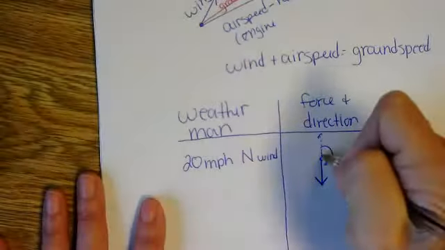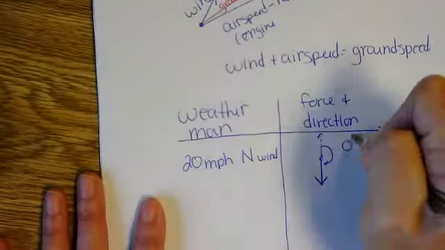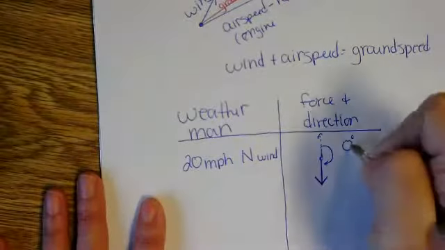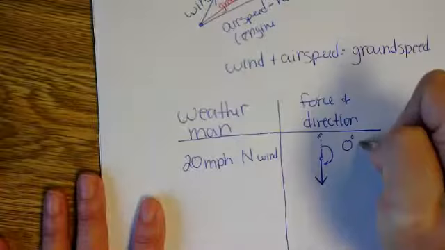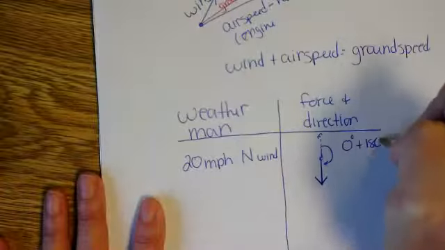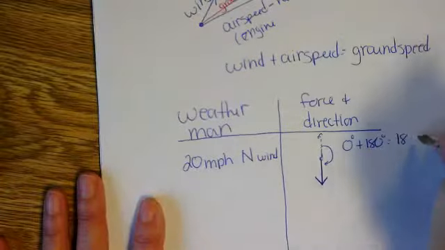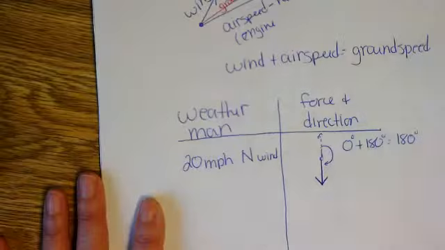So think of north as 0 degrees. He's telling you where it's coming from. To see where it's blowing into, we're going to add 180 to that. So the direction of a north wind, its bearing, is 180.